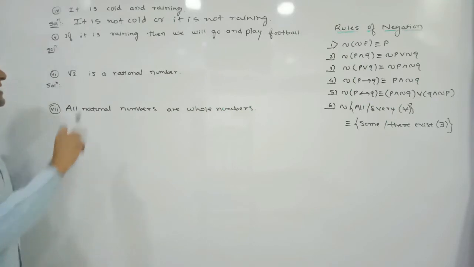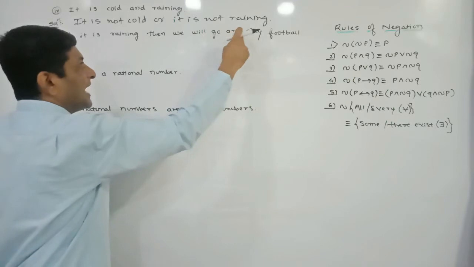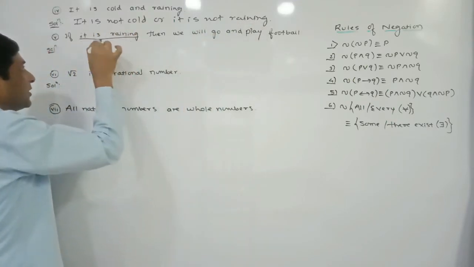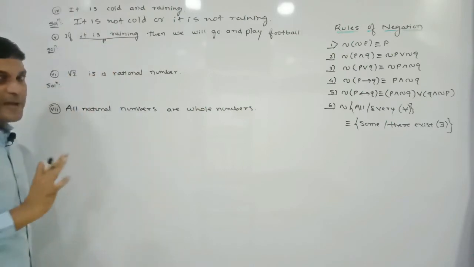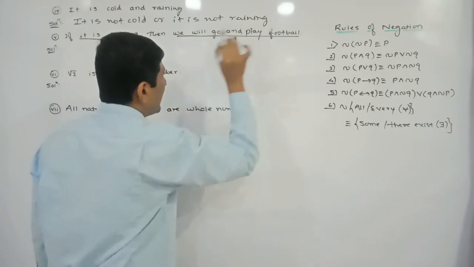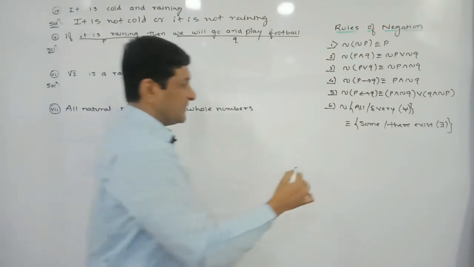So observe the next part. If it is rain, then we will go and play football. So here after if, whatever the part is, it is denoted by P, and after then, whatever the part is, it is denoted by Q. Now observe this statement very carefully. First part is what? P.